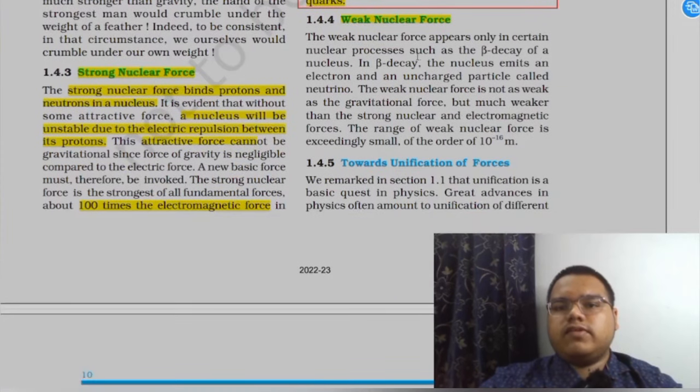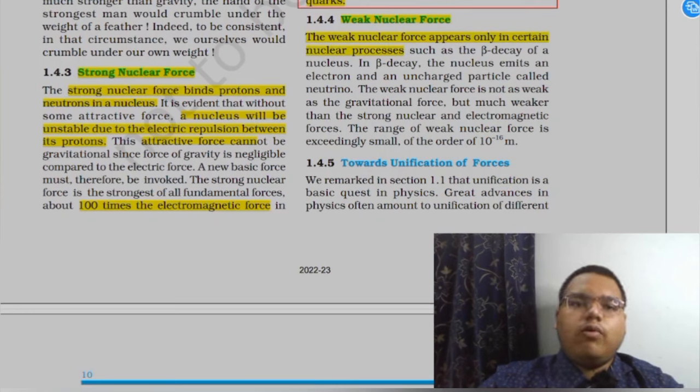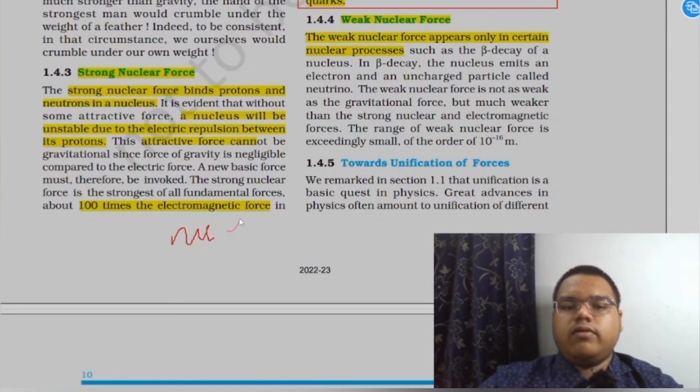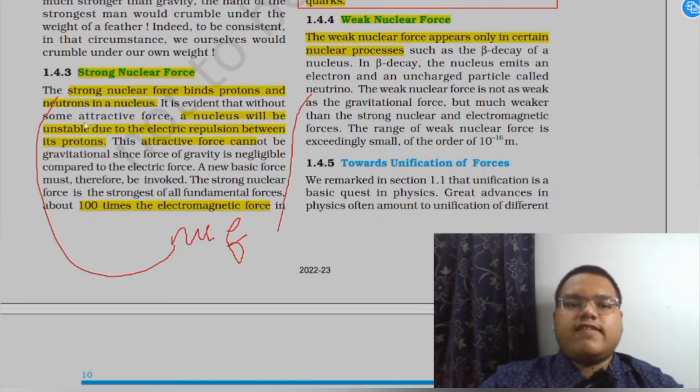Now next, weak nuclear force. Weak nuclear force appears only in certain nuclear processes. So if you are asked only about nuclear force, which one will you select? Strong nuclear force or the weak nuclear force? You will obviously select strong nuclear force and reject weak nuclear force. Weak nuclear force is not attractive. It is repulsive in nature.